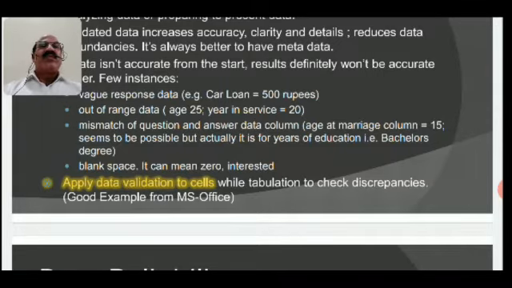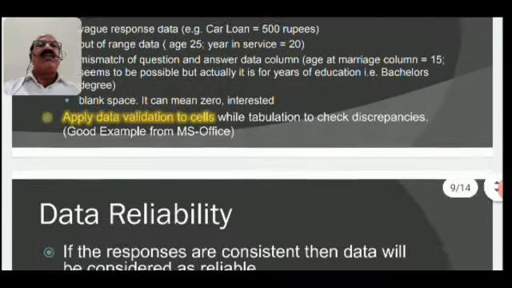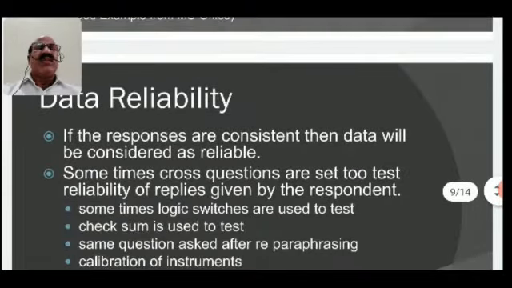Then units. Units have to be the same. Like in one case, daily income was converted into annual income, but that is not true. Sometimes you can take the help of auto calculations. MS Office Excel gives a lot of examples of how to handle self-validation of data.